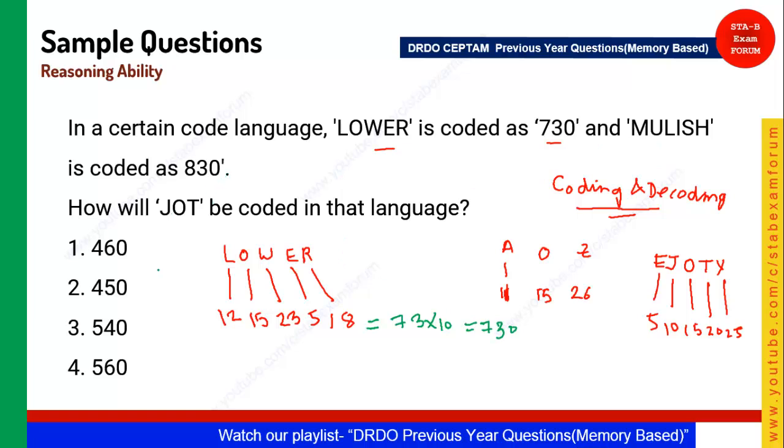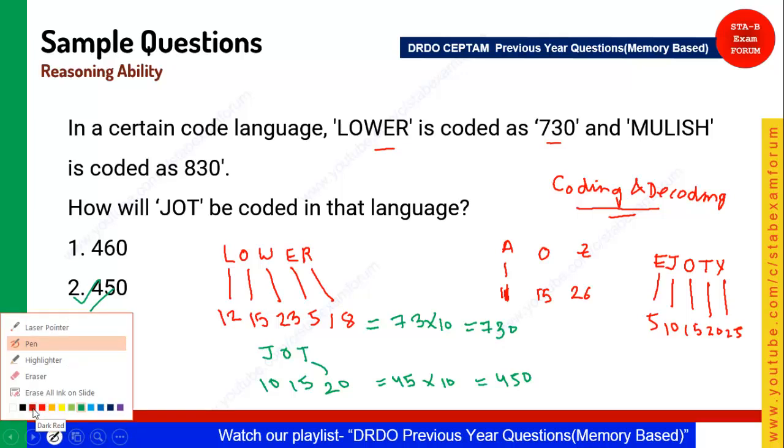Now let's see JOT. How should JOT be written in this positional dependency? J here is direct. J stands for 10, so just make it 10. O stands for 15, and T stands for what? 20. So 10, 25, 45. The answer should be 45 into 10, that is 450. So those students who have given their option as 450, they are correct.